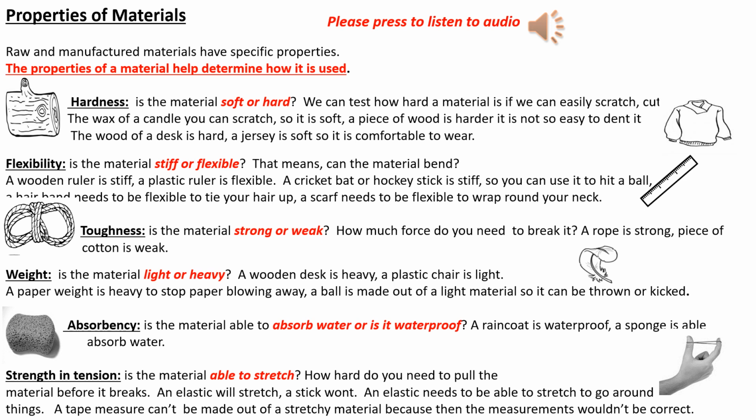Let's look at our first property, hardness. Is the material soft or hard? We can test how hard a material is if we can easily scratch, cut, or dent it. The wax of a candle you can scratch, so it is soft. A piece of wood is harder. It is not so easy to bend or dent. The wood of a desk is hard.